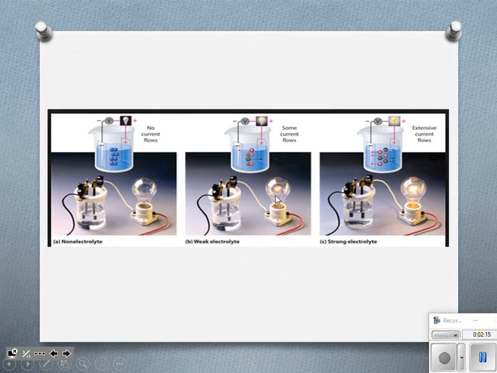So this is a weak electrolyte, this is a strong electrolyte, and that's just the ability for the current to move through the liquids. So if we had a bulb and harness set like this, we could test out whether something was an electrolyte or a non-electrolyte.